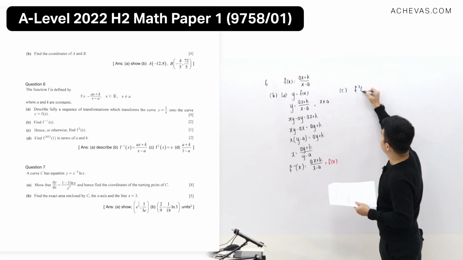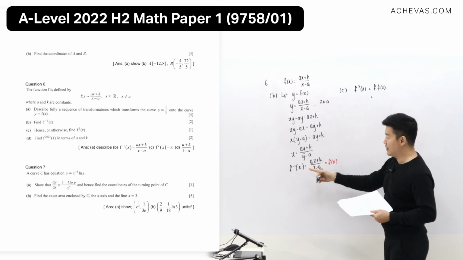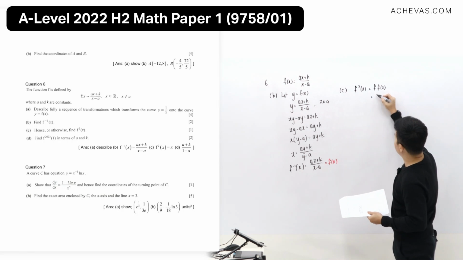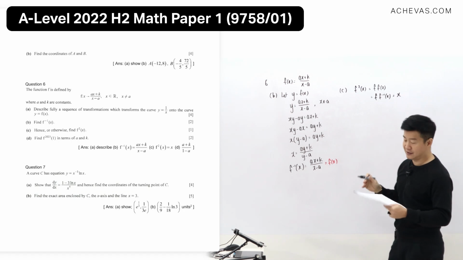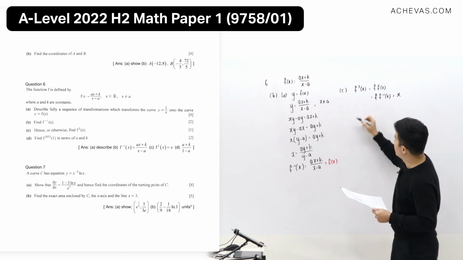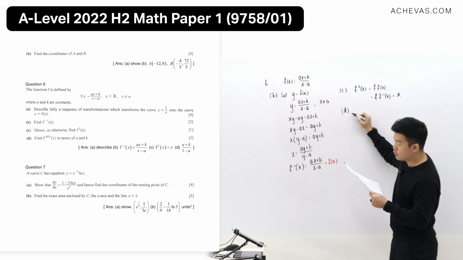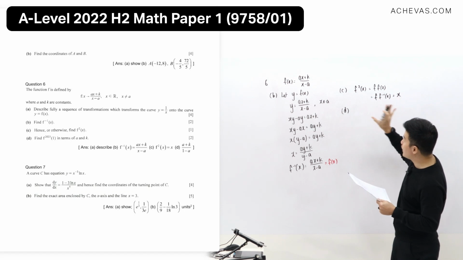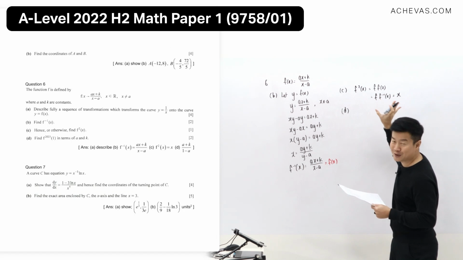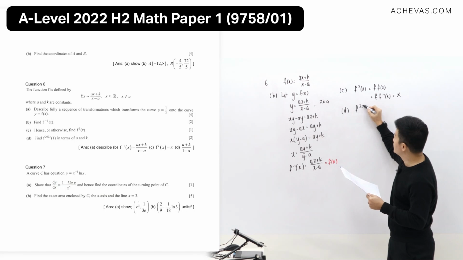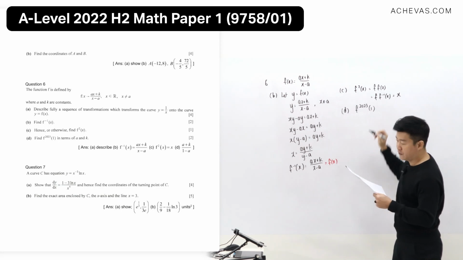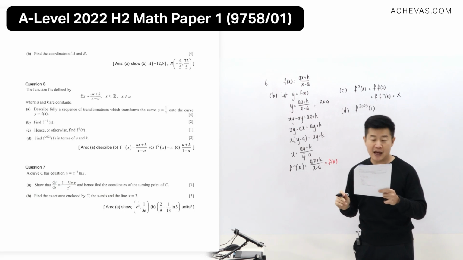So for f squared x, this is the same as f(f(x)). And since f is the same as the f inverse expression, I can also write this as f inverse of f(x). So this is going to be equal to just simply x. This is for part C. Then for part D, we are still going to make use of this to hence find f to the power of 2023 of 1 in terms of a and k.